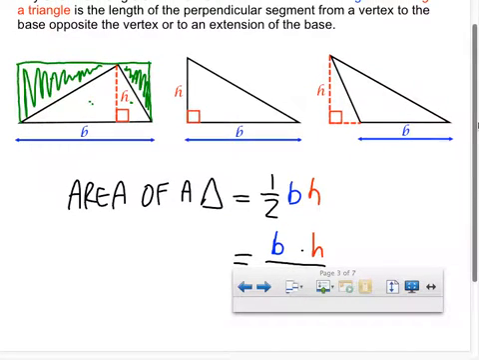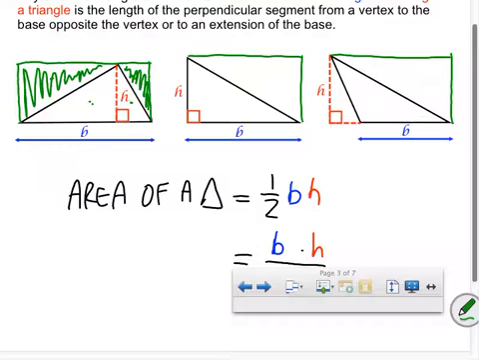Now, if you look over here, this middle triangle, what kind of triangle is that? It's a right triangle. Those are the easiest ones to find the area of. If you notice, a right triangle is exactly half of that rectangle I just drew. So again, one half base times height. Over here we have another triangle, and it's a little different. But again, it's going to be one half base times height also.